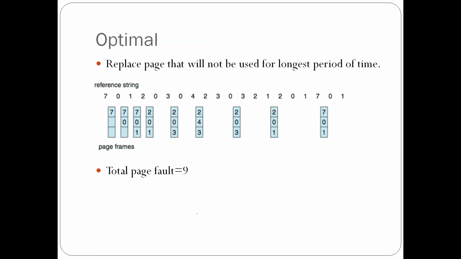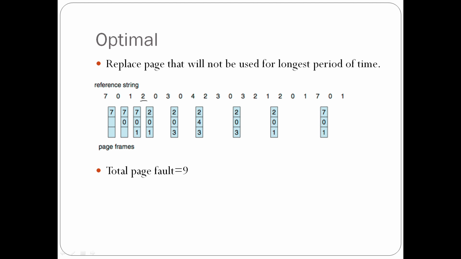The next algorithm is optimal. Optimal means replace the page that will not be used for the longest period of time. Again I am taking the same reference string. The first 3 steps are similar to FIFO: 7 is put in the first frame, 0 in the second frame, and 1 in the third frame. The next one is 2.